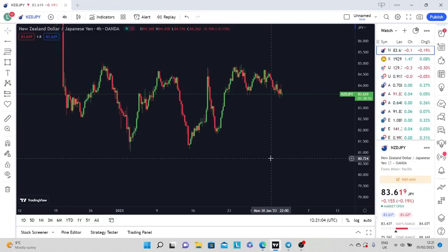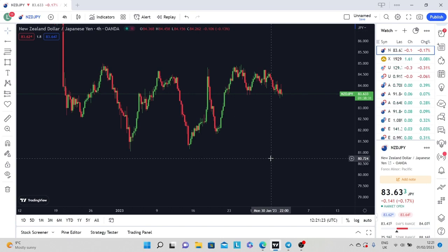So for this strategy, we're going to be using two major things to help us have a higher probability trade. The first thing is going to be support and resistance. That is going to help us with entries, with exits. And then we're going to be using the moving averages. And this is to add confluence to our trades.